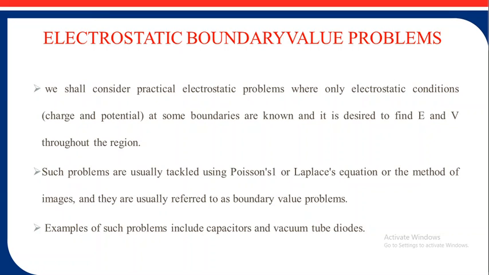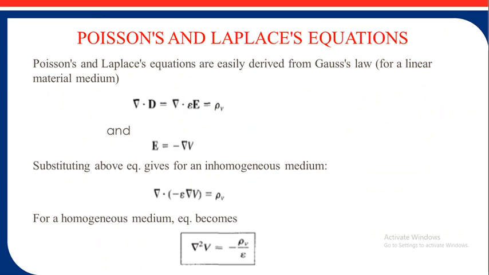So such problems are usually tackled, or handled, by using the Poisson's or Laplace equation or the method of images, and they are usually referred to as the boundary value problems. Examples of such problems include capacitance and vacuum tube diodes.